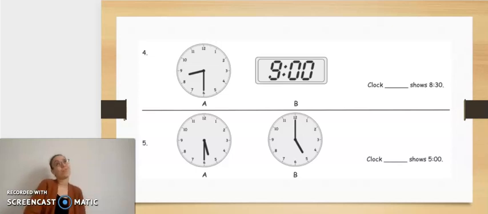These should have been so easy. I'm giving you the answers in 5, 4, 3, 2, 1, and 0. You should have circled clock A shows 8:30, and then you should have circled clock B shows 5 o'clock. Who got that? You did!